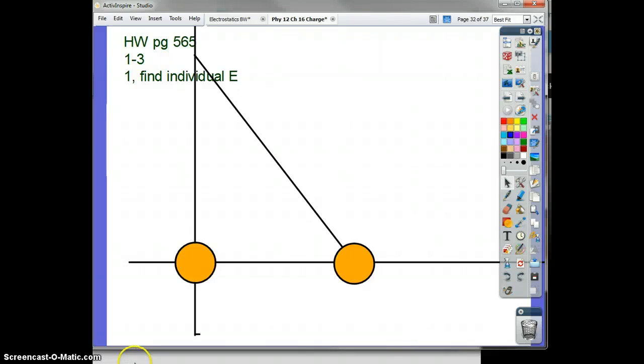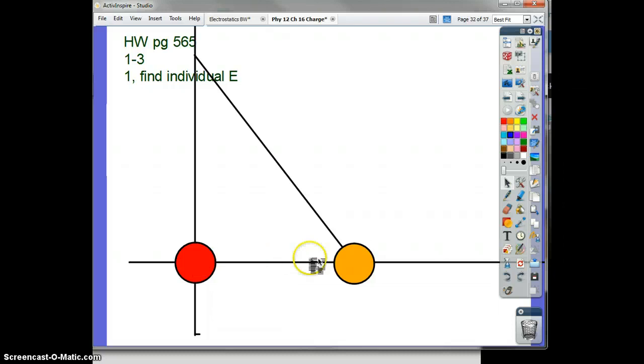All right, looking at the homework on page 565, we're looking here at 1 through 3. In number 1, it's set up very much like the sample problem we did in class. You'll notice that a 5 microcoulomb charge, let's color that one red here, is at the origin, and when they say at the origin, they mean that it is on an xy axis at point 0, 0.